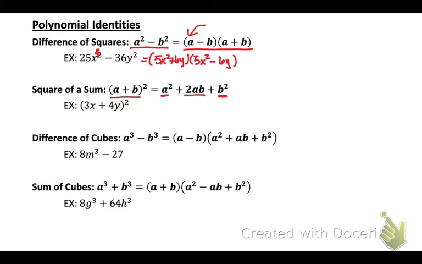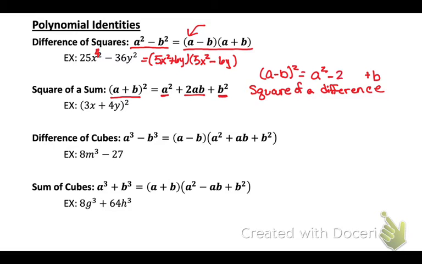But it doesn't have the square of a difference, does it? So a square of a difference, that would be a minus b squared, yes? So again, it is going to be a squared, and it is going to be plus b squared back here, because a negative times a negative is still a positive, yes? But what's the middle going to be? Minus 2ab. Every time. No matter what.